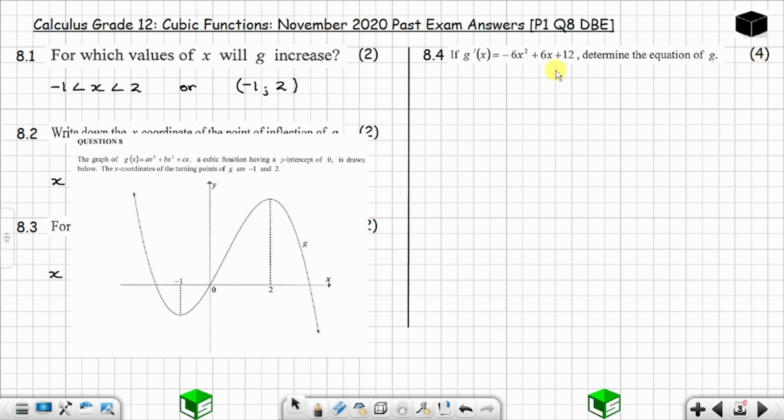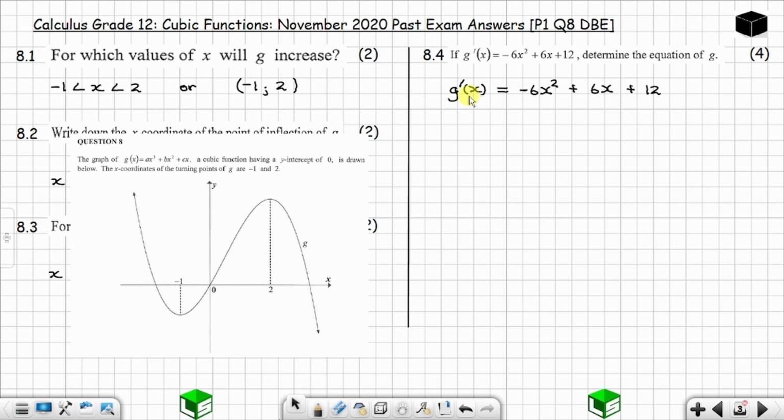So you are given g prime x. This is g prime x. And the question is asking you to determine the equation of g. So let's write down g prime x. You are given it, negative 6x squared plus 6x plus 12. You need to determine what? g of x. Right? So g prime x was obtained by taking the derivative of g. Now we want to find what g is. We are given the derivative of g. We need to find what g is.